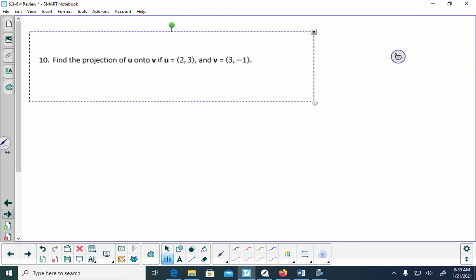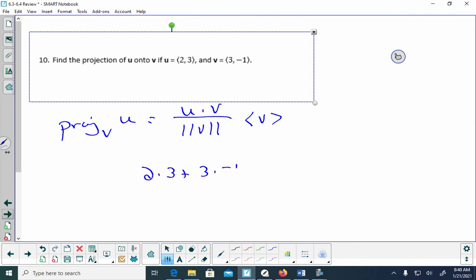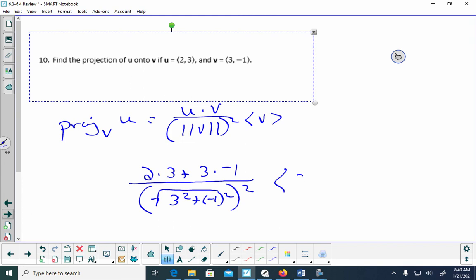Number 10, find the projection of u onto v. So u is equal to 2, 3, and v is equal to 3, negative 1. The projection of u onto v is going to be the dot product first over the magnitude of v squared, times the vector v. Oops, I wrote it wrong at first, my bad. So I'm going to do 2 times 3 plus 3 times negative 1, all over the magnitude of v squared. I knew I forgot something. So this will be 3 squared plus negative 1 squared, and this whole thing is squared, and then I'm going to multiply by the vector 3, negative 1.